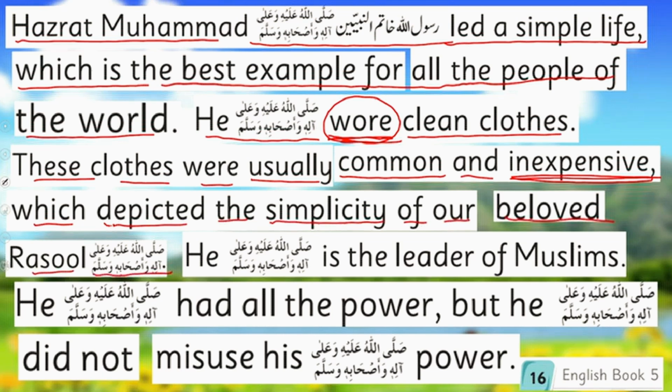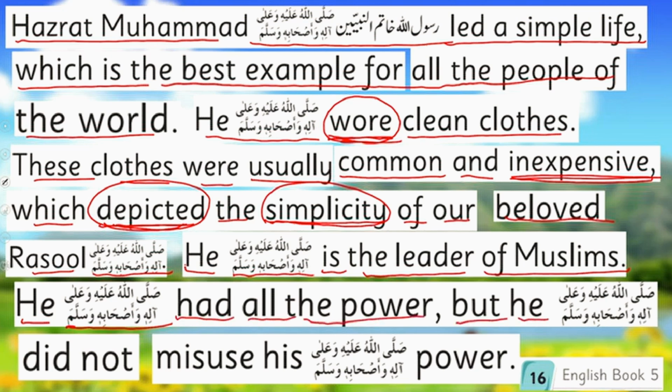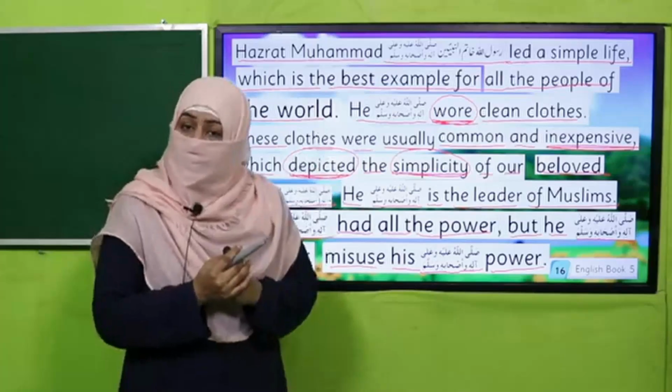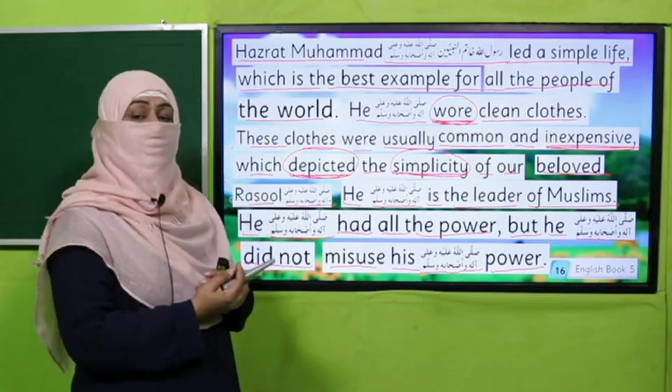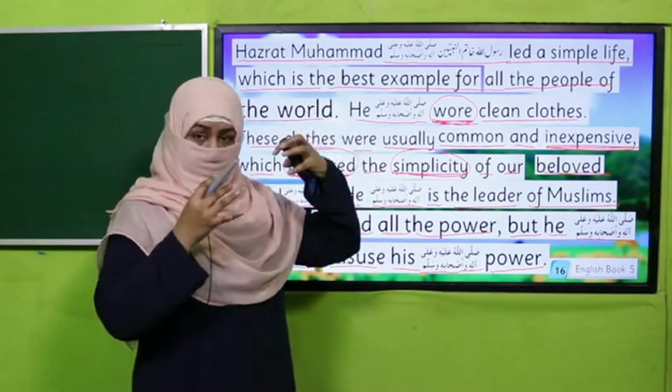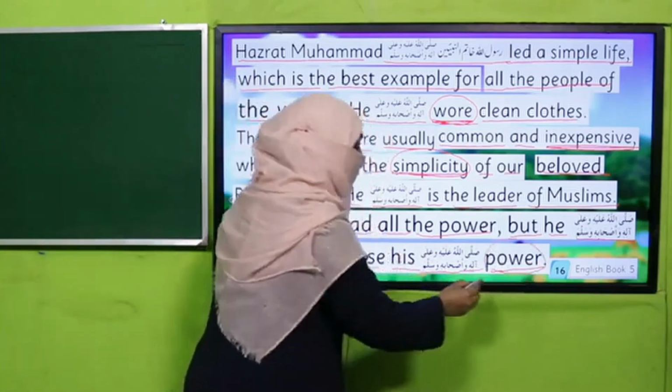What does depicted mean? Which showed. What did that show? Like his dress showed that he is a simple person. He sallallahu alaihi wasallam is the leader of Muslims. He had all the power, but he did not misuse his power. Yes, my dear students, once again, I want you to pause here and look at the characteristics. Our beloved Prophet Hazrat Muhammad sallallahu alaihi wasallam was given a status among all the creations, the best place. So this is the power, but he did not misuse it. He never showed this power to anyone.